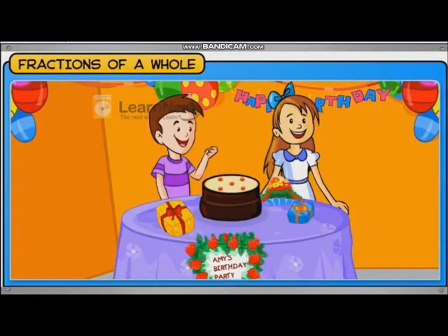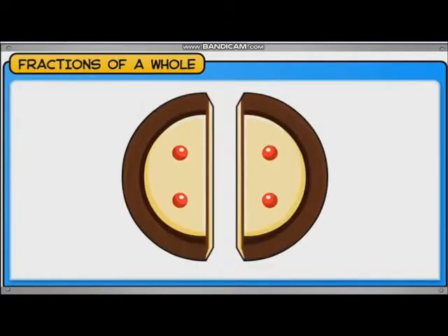Let's learn this fraction with one more example. This is Amy's birthday party in which Amy invited some friends. So there is a cake. There is only one friend right now. So we can divide this cake into 2 equal parts. So when we divide this cake into 2 equal parts, this part is called a half, or you can write it as 1 upon 2.